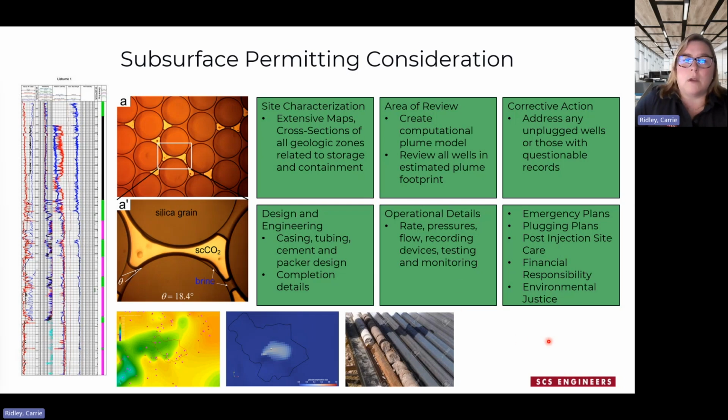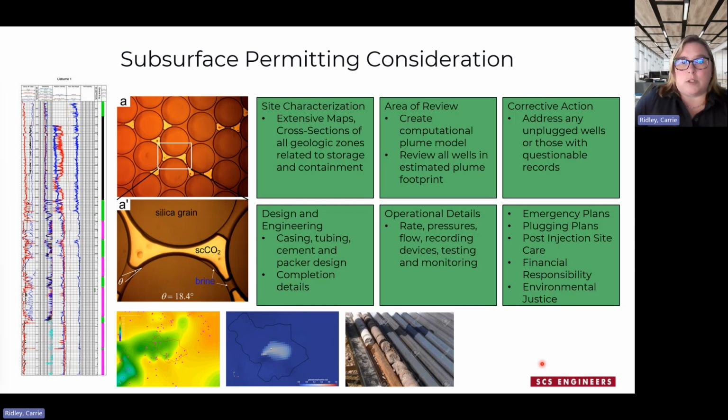And all of these pieces would come together to create a permit application, which would then go to either the EPA or a state RAM program. Once a permit would be published, the operator would have a set amount of time to begin construction.